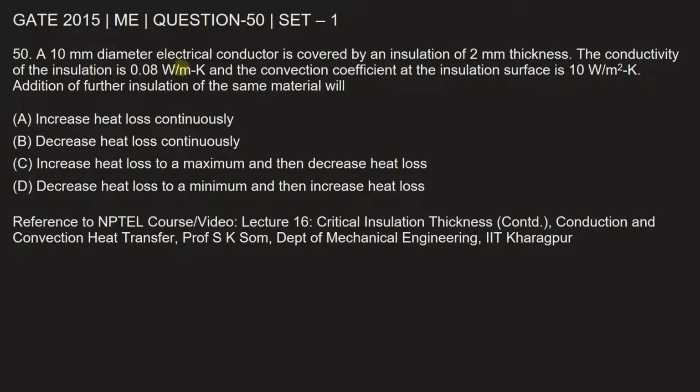A 10 millimeter diameter electrical conductor is covered by an insulation of 2 millimeter thickness. The conductivity of the insulation is 0.08 watt per meter Kelvin and the convection coefficient at the insulation surface is 10 watt per meter square Kelvin.